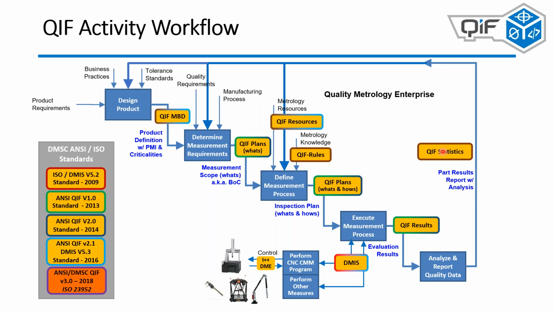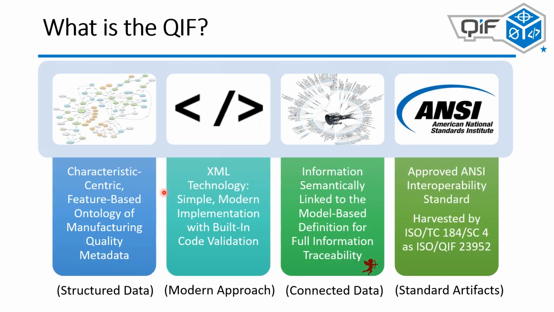And then you can group these results and report them in statistics. And then as we maintain that persistent ID, we can influence manufacturing or design. So this is the overall activity workflow and how the QIF could fit into that enterprise. So a couple more high-level descriptors of what the QIF is.